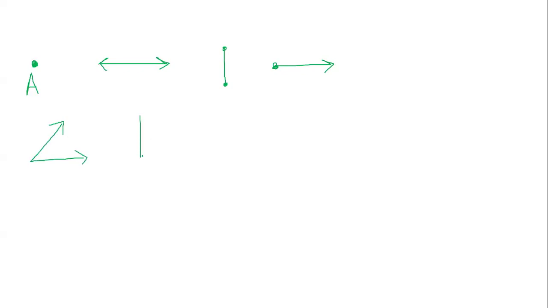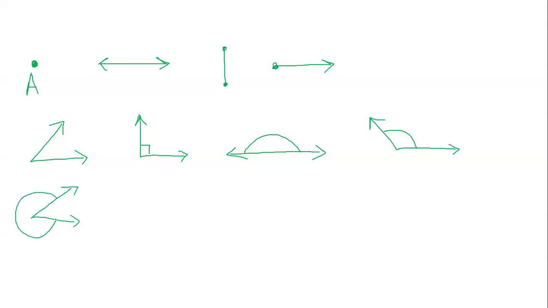What do we call this? A right angle. What do we call this one? A straight angle. What do we call this one? Obtuse angle. What do we call this one? Reflex angle. That's definitely a reflex.